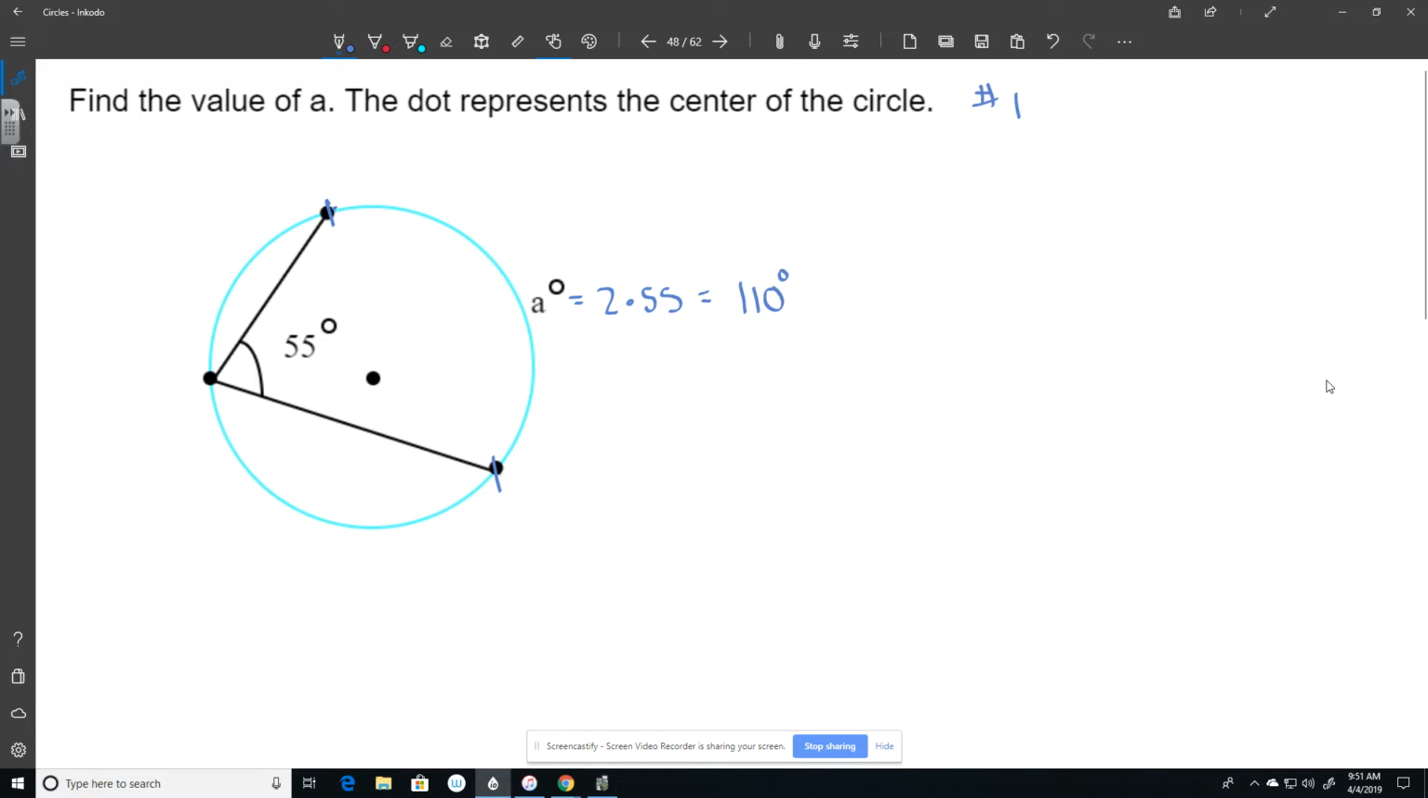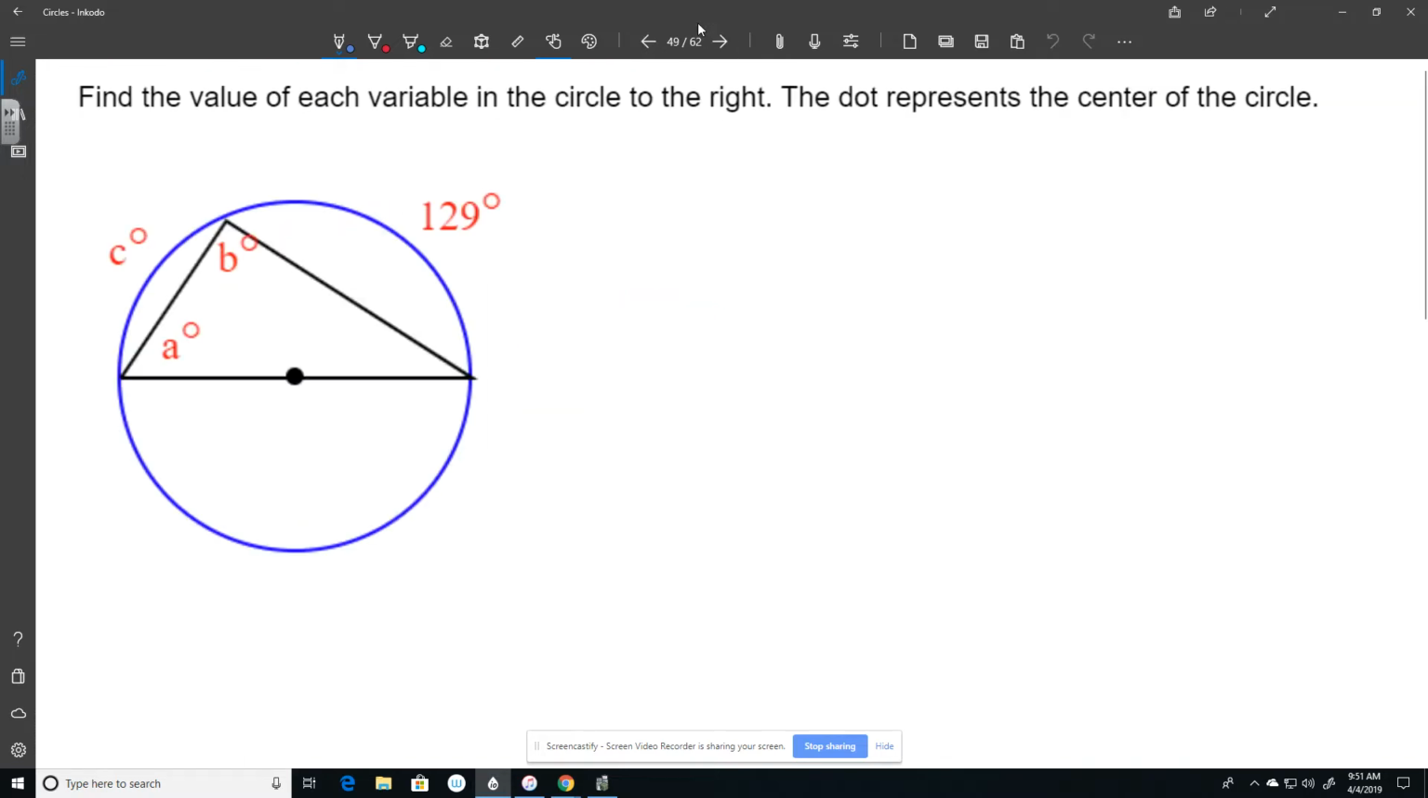So the arc is twice as big as the angle, which I think is going to help us on number 2 as well. So we're looking for A, B, and C. A is this angle right here that uses these two lines that we'll pretend cross where they're supposed to. I'm going from right here to right here, this arc. And that arc is 129 degrees.